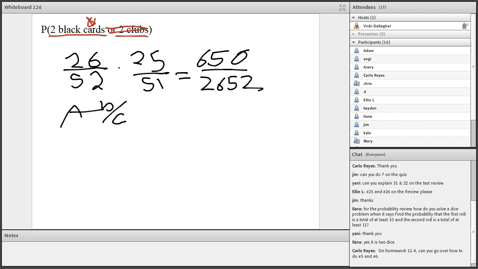So I'm going to type in 650, and then I'm going to hit the ABC button. When you hit the ABC button, it puts like a little backwards L, and that's supposed to mean a fraction bar. 2652, and my calculator magically simplifies this into 25 over 102. And so again, since clubs are completely contained within black cards, I'm going to actually just kind of ignore that part of the problem. I don't need to do anything with it.